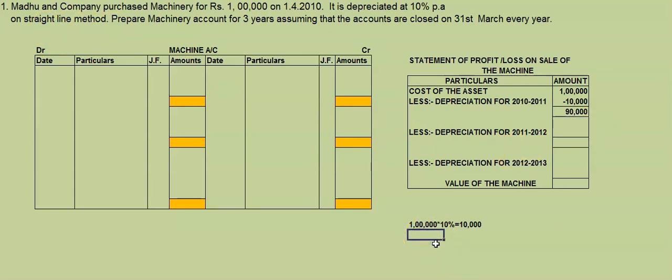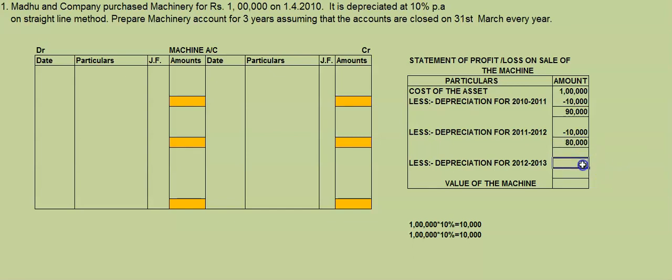Again the same method. Rupees 1 lakh into 10 by 100, that is 10%, will be equal to how much? Again we will get how much depreciation? 10,000. So depreciation is always calculated on the purchase value of the asset. Purchase value of the asset is how much? 1 lakh. So again we will get how much? Rupees 10,000. It means we are decreasing the asset every year by rupees 10,000. So here it is 90,000 minus 10,000. How much will we get now?